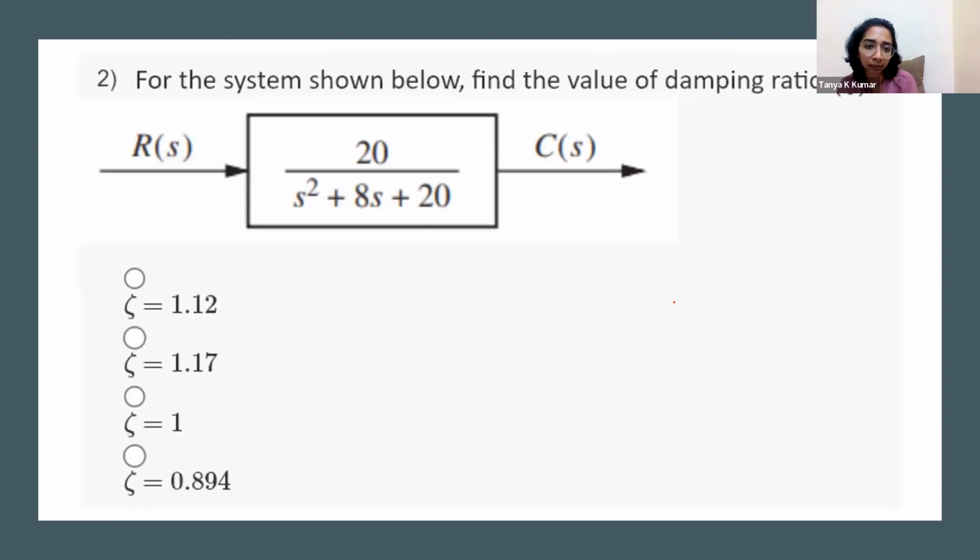Next question, for the system shown below, find the value of damping ratio. So what is a typical second order system? How do you represent it? You represent it by s square plus 2 eta omega n s plus omega n square. Okay, so when you represent it this way, equate it to this. Eta is your damping, omega n is the natural frequency. You can find out omega n from here, and then you can find out eta from here. That is how you find out the damping ratio in this question. Okay, I will not solve it. We'll solve it in the next week.